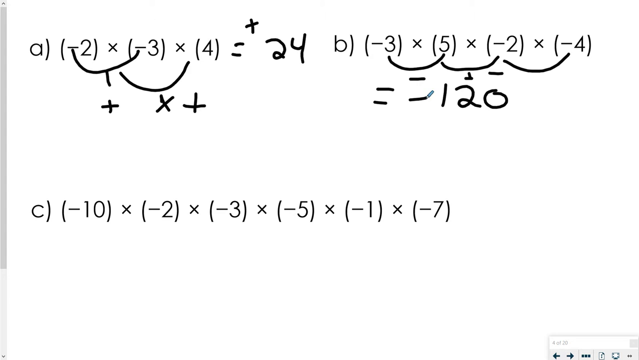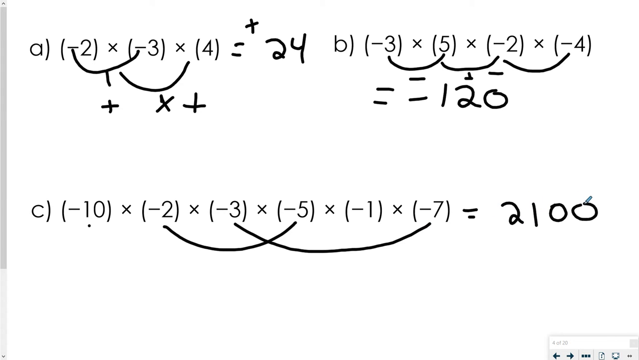Okay, down at the bottom. Oh boy. Okay, so I'm going to do this a little differently. 2 times 5 is 10, times 10 is 100, times 3 times 7 is 21. So 21 times 100 is 2,100.